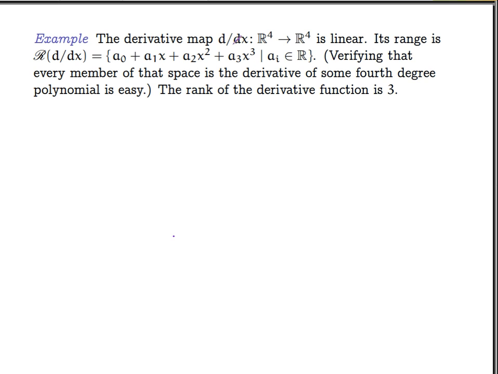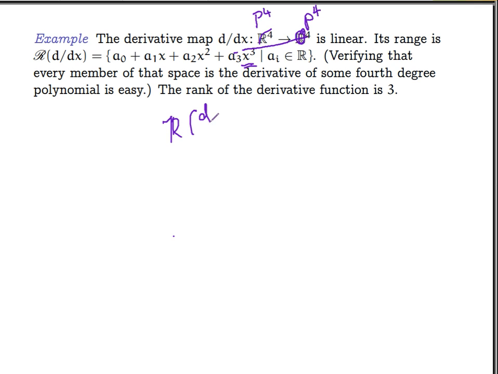The derivative map, okay, it maps from R4 to R4, but it turns out that, well, here you shouldn't say R, you actually should say P4 to P4 is what should be here. If you think about the range of this mapping, actually the range only goes up to third degree polynomials because the derivative of x to the fourth is x cubed.